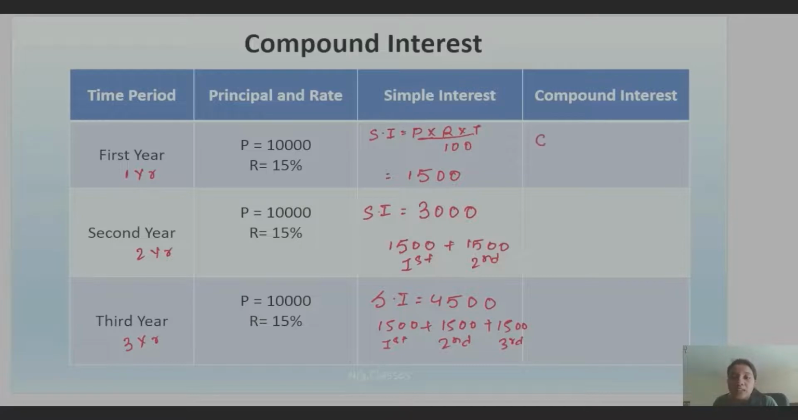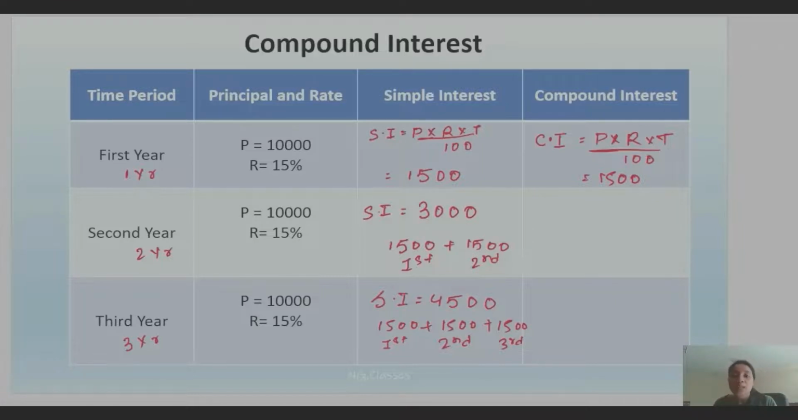When we calculate compound interest for the first year, by applying the same formula, principal into rate into time by 100, we will get 1500 only. So if I am going to pay interest for 1 year, either it is simple interest or compound interest, 1500 only I'll pay.